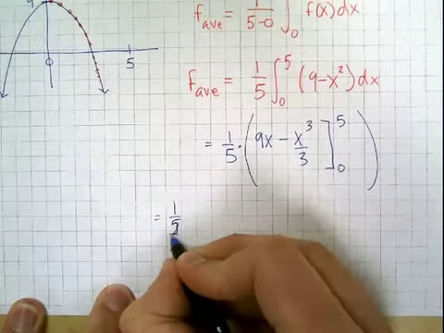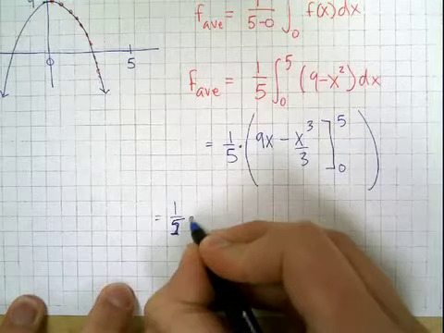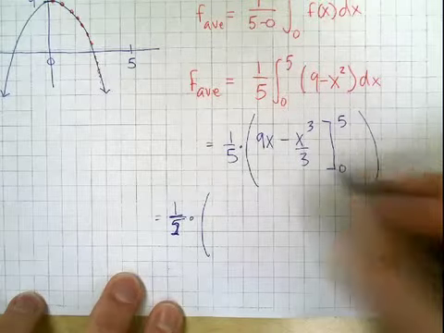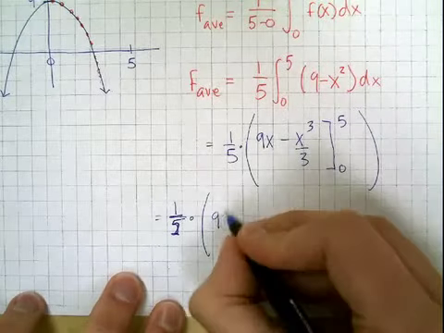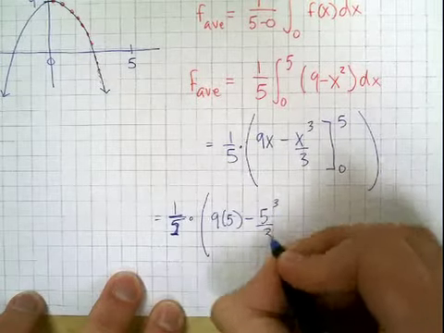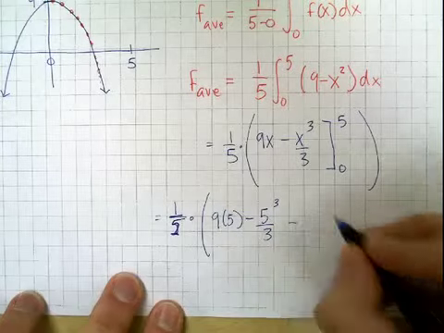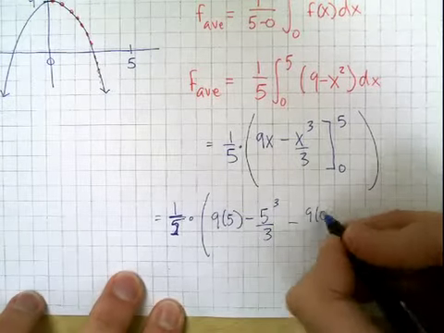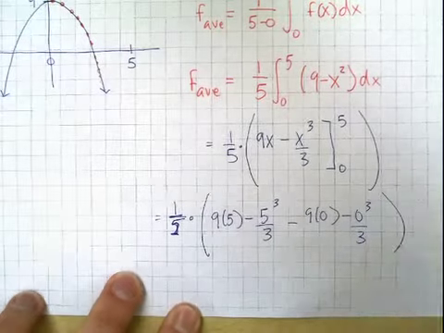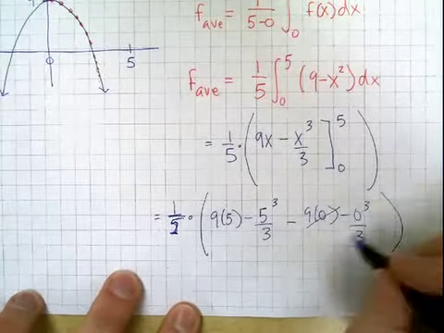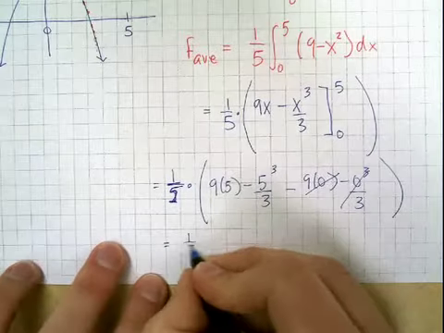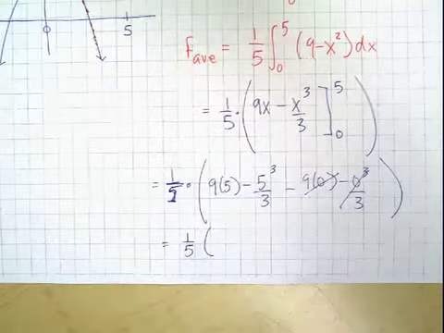So here's the 1/5. It's kind of messy. So 1/5 times big parenthesis. Let's plug in the top minus the bottom. So plug in the top, we're going to have 9 times 5 minus 5 cubed divided by 3. And then we're going to subtract and plug in 0, but 9 times 0 minus 0 cubed divided by 3 technically is all 0. So all of this won't really matter too much, which means I'm really going to have 1/5 times, and then we're going to multiply all this out.